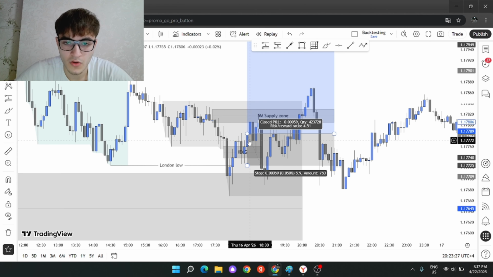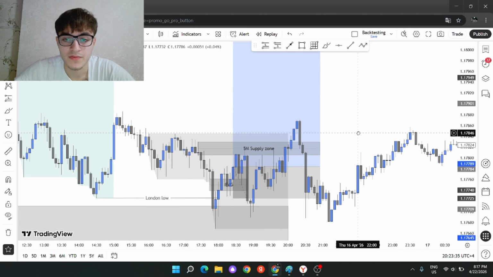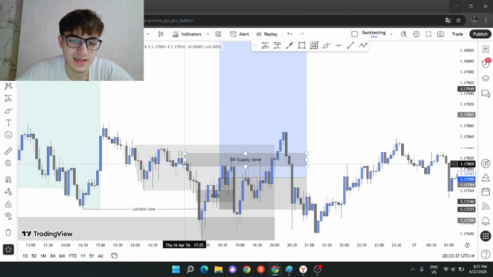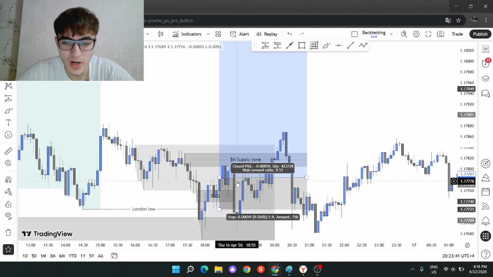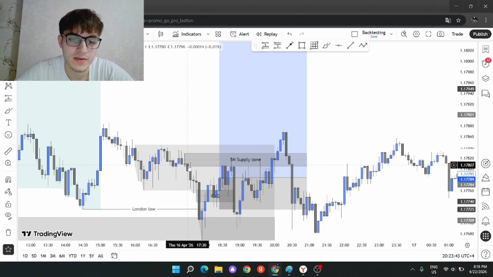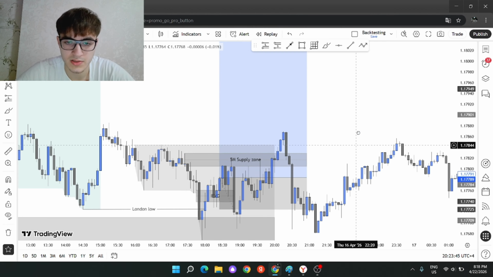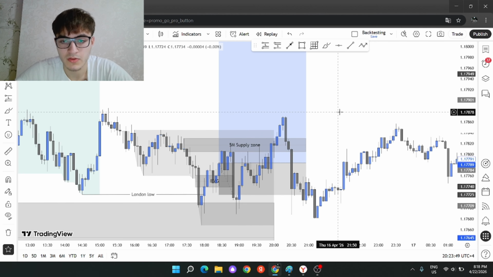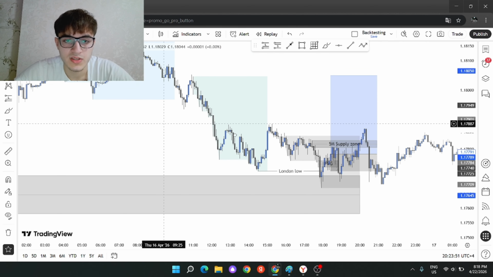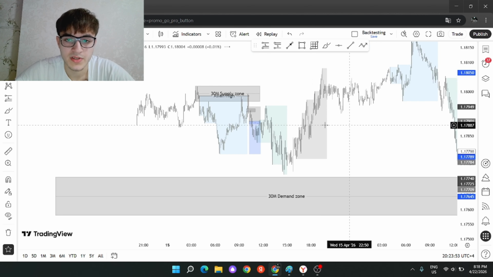I'm just entering from here because we have this big body, you know what I'm saying, a big body. After I had the 5 minute supply zone here, I put my stop loss to break even. Why? Because price can react from this 5 minute supply zone. And as you can see, I just hit break even. So this was my break even trade.